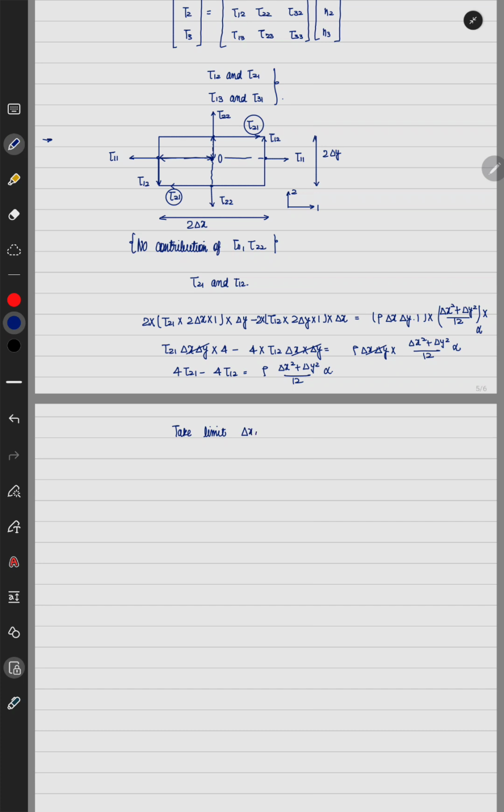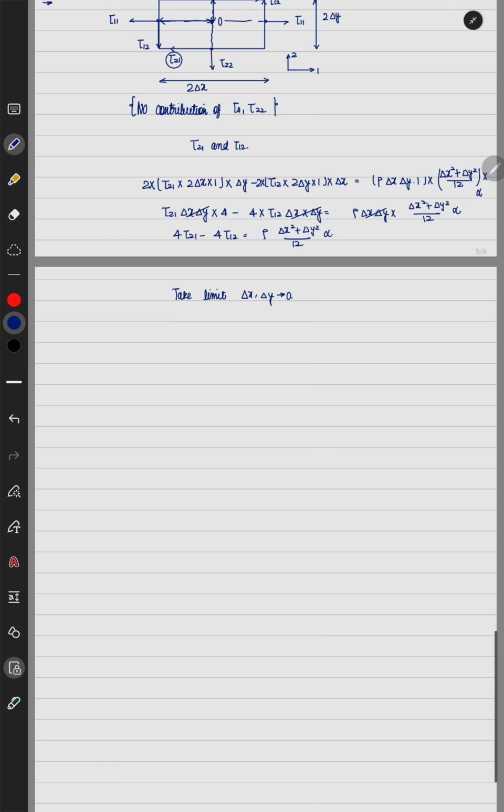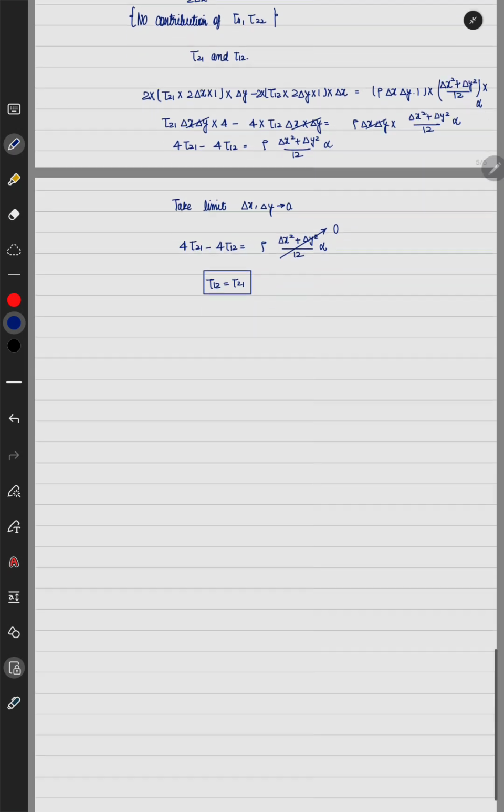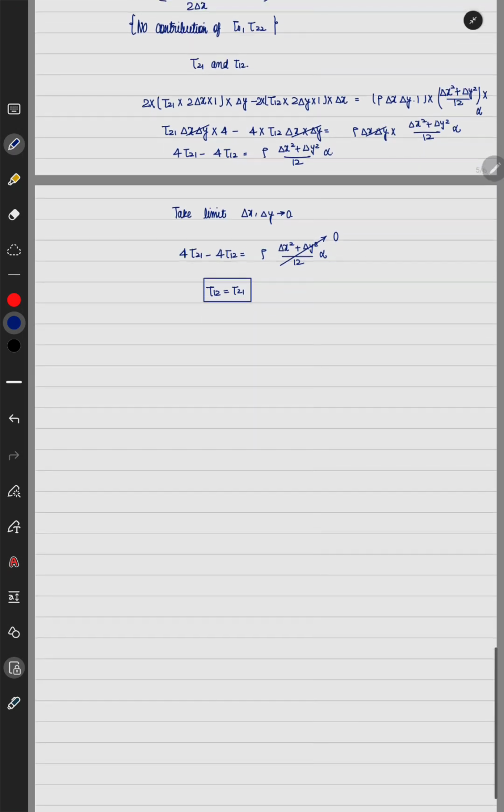delta x, delta y tending to 0. In that case, the right hand side will vanish. 4 tau 2 1 minus 4 tau 1 2 is equal to rho into delta x square plus delta y square divided by 12 into alpha. This vanishes and we get tau 1 2 is equal to tau 2 1. There may be a slight calculation mistake, but the ultimate result comes out to be tau 1 2 is equal to tau 2 1. So I can say that tau ij is equal to tau ji.